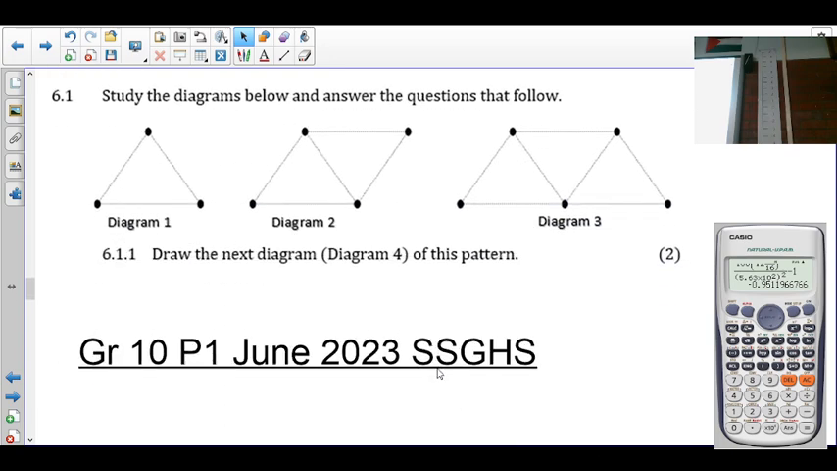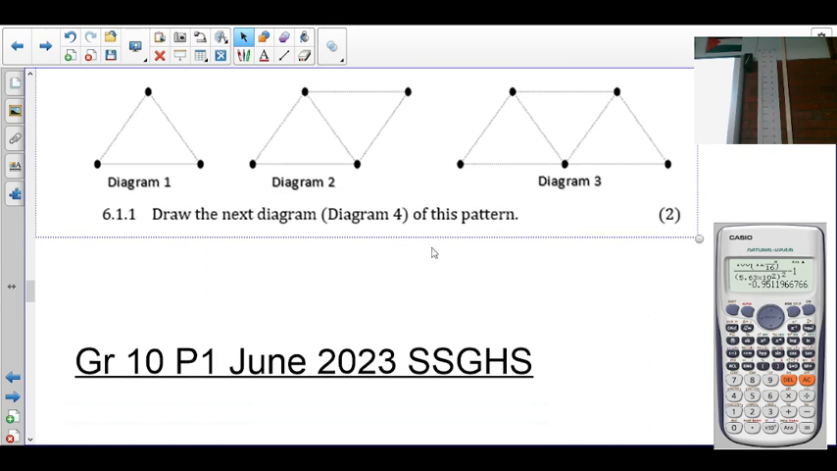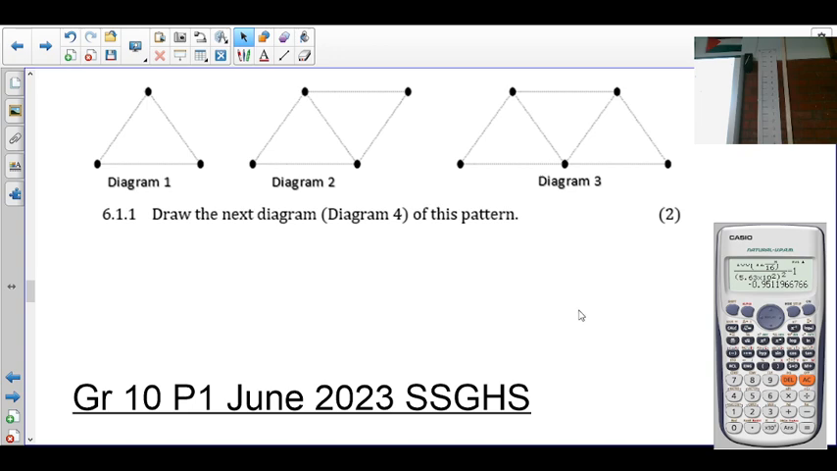Alright, question 6. Study the diagram below and answer the questions that follow. So, if we look at this here, we have 1 triangle and 3 sticks. 2 triangles and 5 sticks. No? So the sticks is 3, 5, and here's 1, 2, 3, 4, 5, 6, 7. 7 sticks. Okay. And then of course it's 3 dots. The dots here, 3 dots, 4 dots, 1, 2, 3, 4, 5 dots.